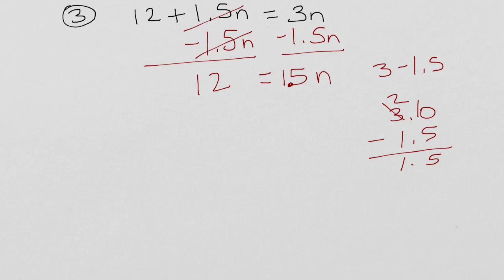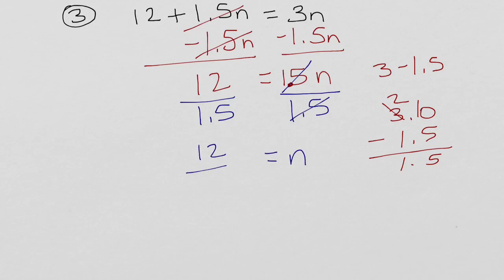Now, 12 equals 1.5n. How are we going to solve that? For this, you want to get rid of the 1.5 in front of the n. You want it just to say 1n. So I'm going to divide both sides by 1.5. This is one way to do it. There's, of course, other ways to do it. So 1.5 divided by 1.5 is 1. So we have 1n equals 12 over 1.5.